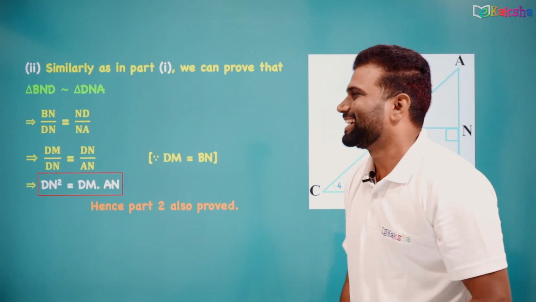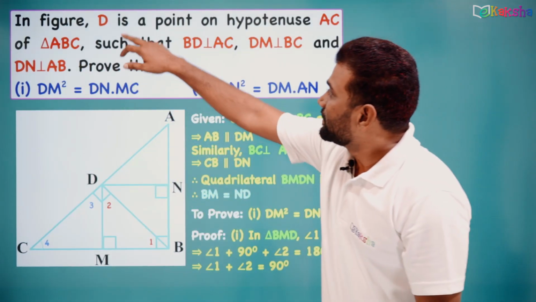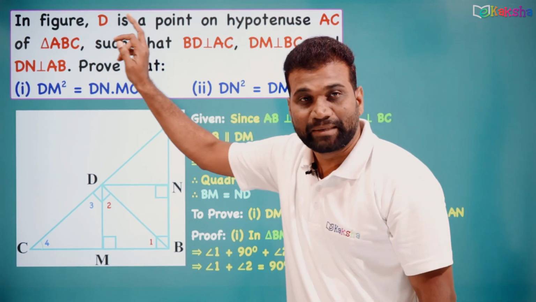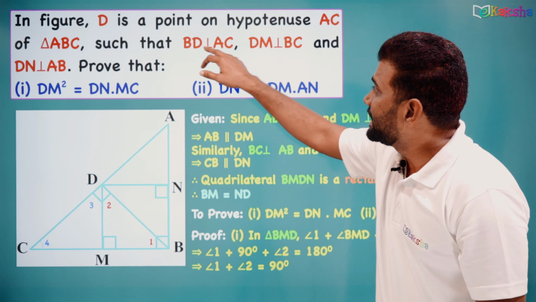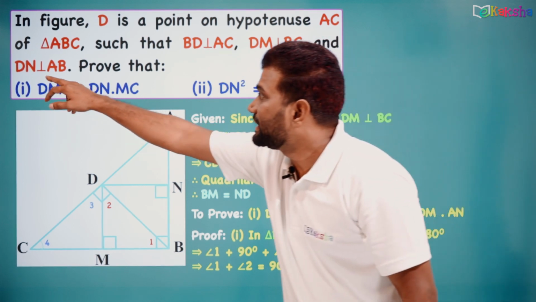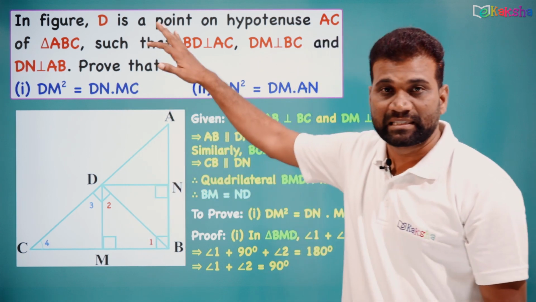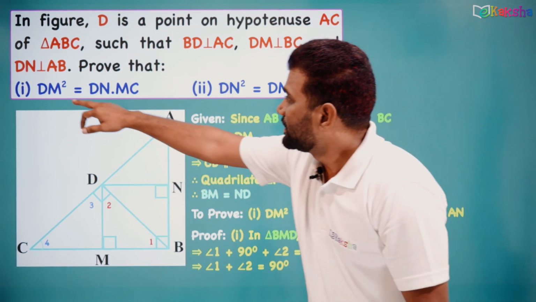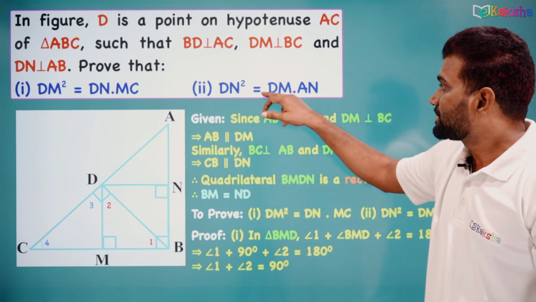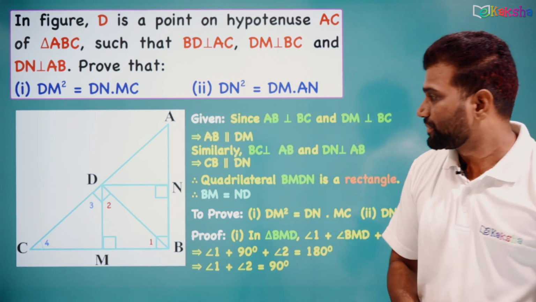Yes? Okay. Here in the figure, D is a point on hypotenuse AC of triangle ABC such that BD is perpendicular to AC, DM perpendicular to BC, and DN perpendicular to AB. This is the given information. Then prove that DM square equals DN into MC, and the second part, DN square equals DM into AN, right?